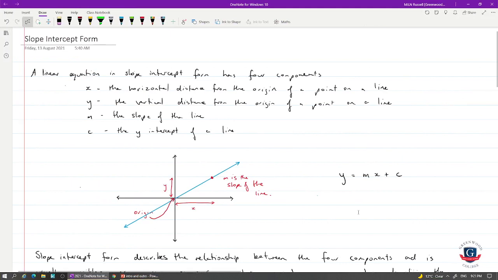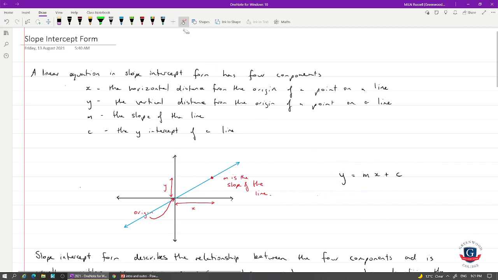Slope-intercept form is a way of representing a line on a Cartesian plane through an equation. So over here on the right hand side we have an equation, y equals mx plus c, and we're going to use that to represent all the points on this line. This equation has a few components. It has x and y, which represents a point on the line.